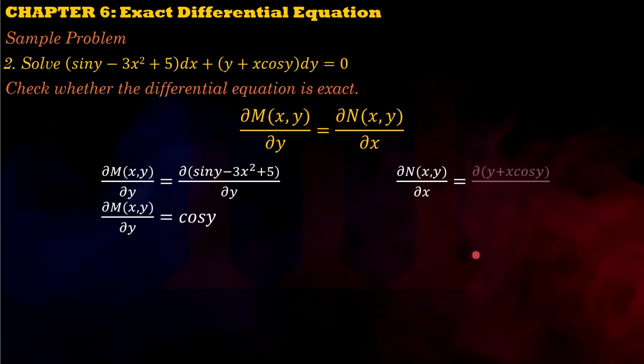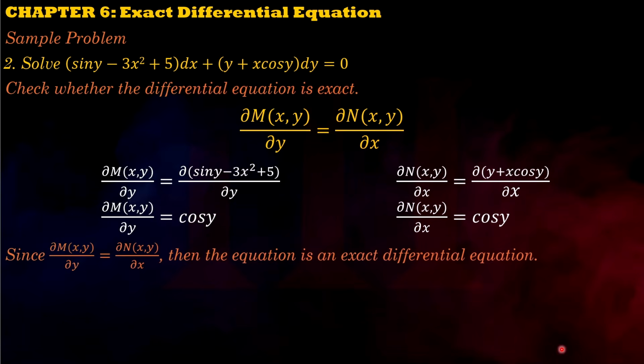Let's derive it with respect to x. And then, obviously, this y here is treated as a constant. The derivative of this is simply 0. The derivative of x cosine y, treating cosine y as constant, x is the variable, the derivative of x is simply 1. So 1 times cosine y is simply cosine y. And obviously, this is equal to this. Therefore, our differential equation is an exact differential equation.